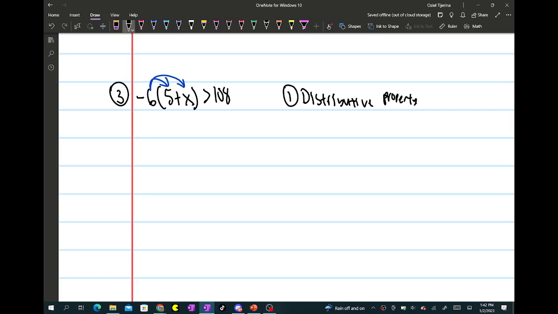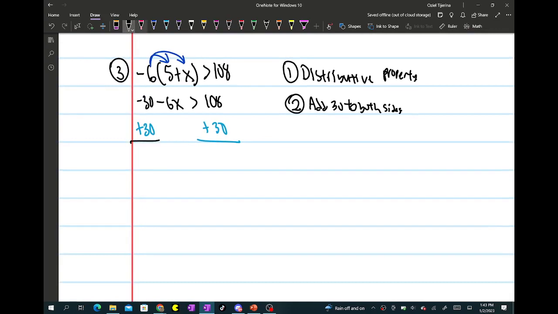So then distributive property, and then so this will be negative 30 minus 6x is greater than 108, and then we're going to go ahead and add 30. So add 30 to both sides, right? So that'd be number 2. Add 30 to both sides, right? So then this would be negative 6x is greater than 138.